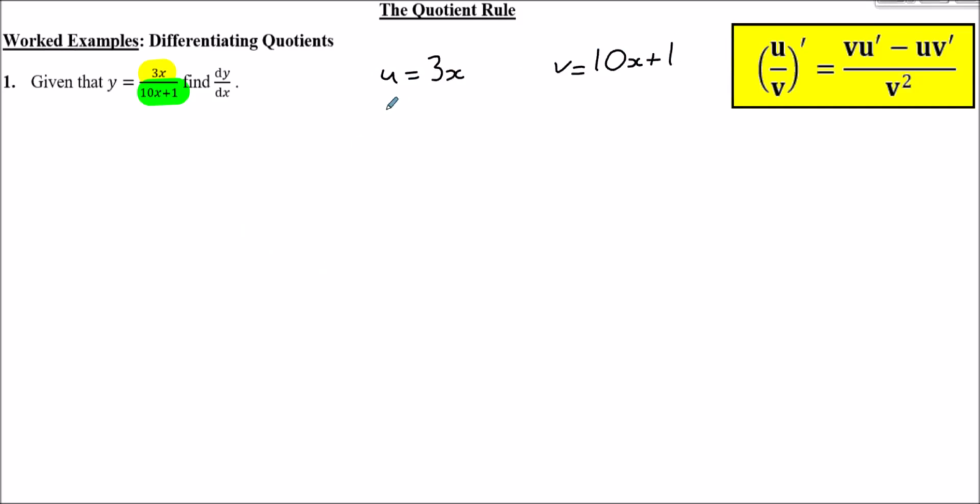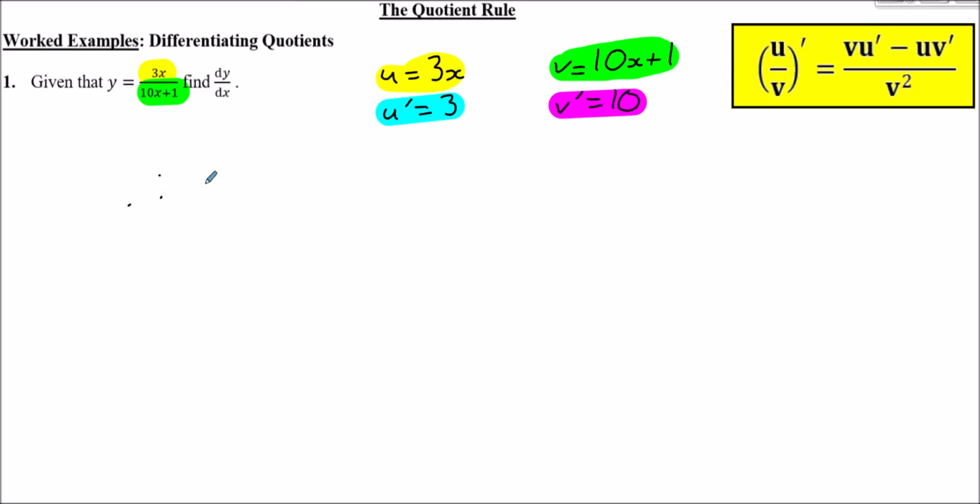So dead easy. u dashed is going to be 3. If I differentiate 10x plus 1, I'm just going to be left with 10. So like I said, u is 3x, v is 10x plus 1, and then the derivatives of both: u dashed is 3 and v dashed equals 10. We just simply plug this into our formula now to find (u over v) dashed.